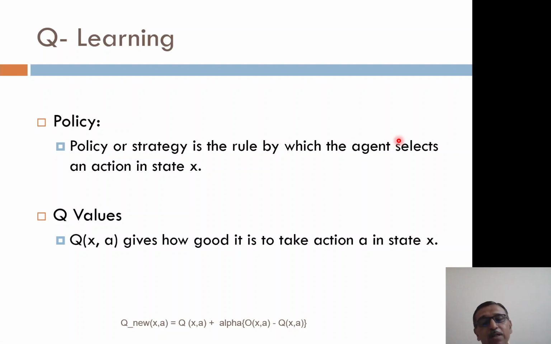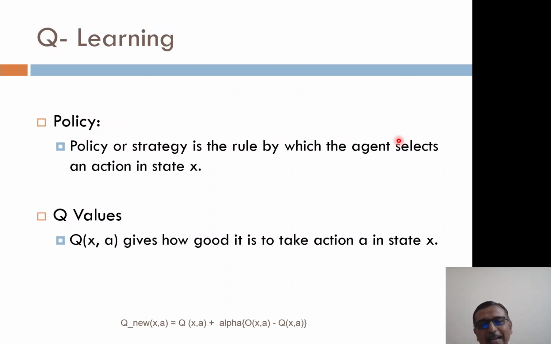Another important concept in Q learning is the Q values. It was the contribution from Dayan, in his PhD thesis, so you could look into that if you want to.